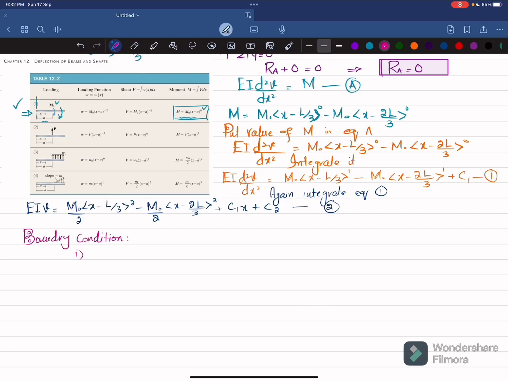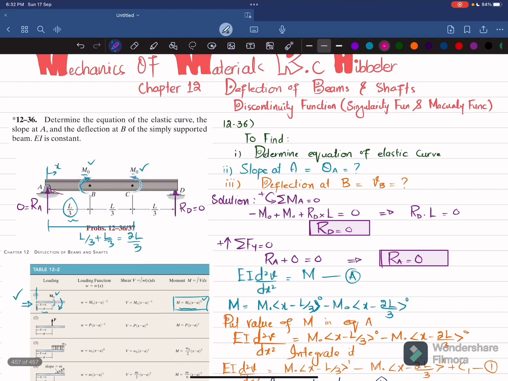The first boundary condition is that at x equal to L by 2, the slope dv over dx will be equal to 0. Let me show, due to this loading the beam will bend like this, clear? Total length is L, so here at x equal to L by 2, if you take the tangent to this curve, the slope will be equal to 0. So dv over dx will be equal to 0.